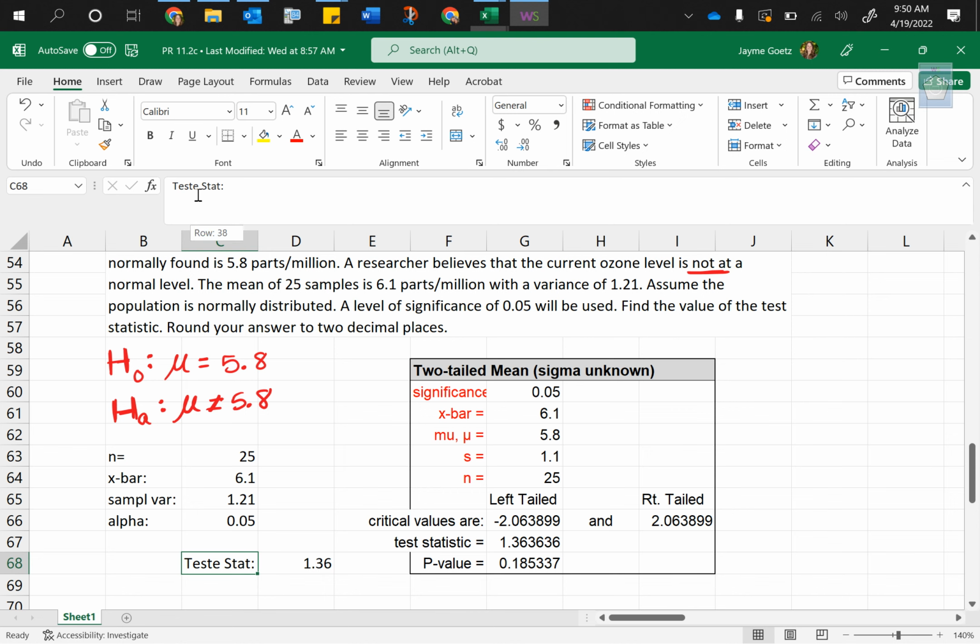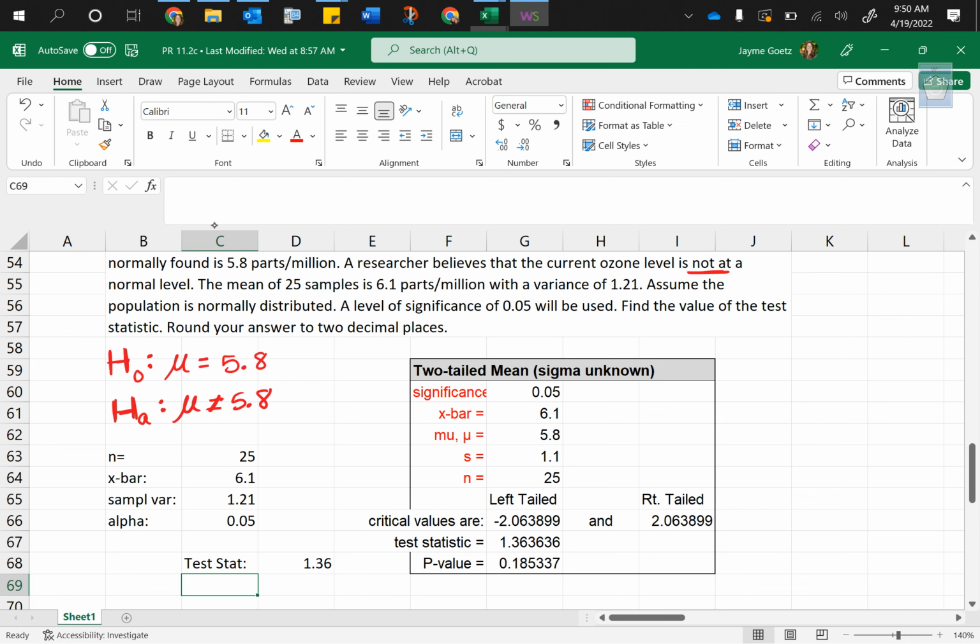Just a reminder on what a test statistic is. That means if I were to actually draw my distribution here, and I have critical values of negative 2.06 and positive 2.06, and that gives me my rejection region. The test statistic is 1.36, so here's 0, 1.36 right here. And that is in the region that we fail to reject. So this would mean we fail to reject the null hypothesis. Okay, we fail to reject the null hypothesis.